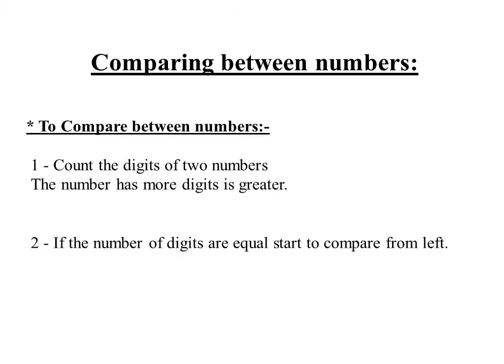Comparing between numbers. To compare between numbers, we have 2 steps. Number 1, count the digits of the 2 numbers. The number that has more digits is greater. The second step is, if the numbers of digits are equal, start to compare from the left, from the greatest place.